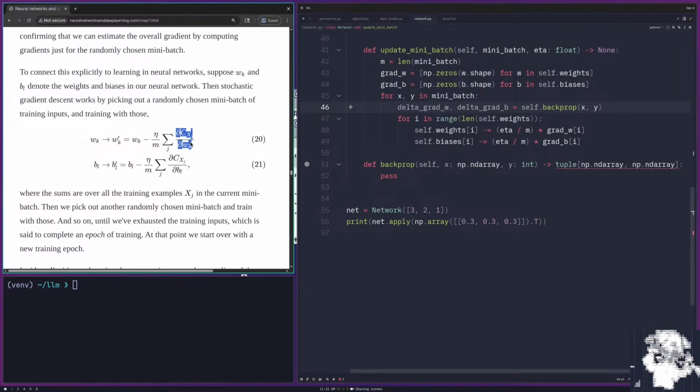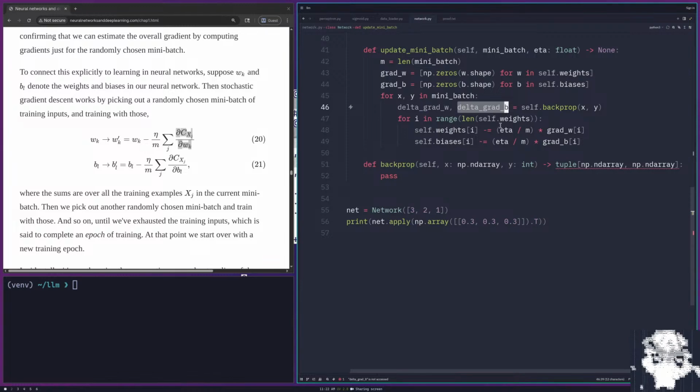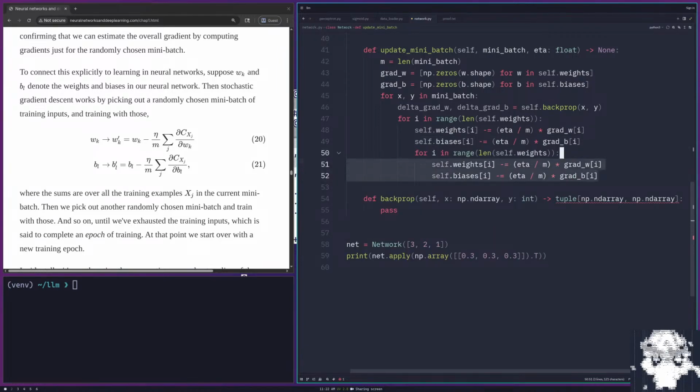I think this term here, which is the gradient from a single example, a single test case, is what's being called delta grad W and delta grad B. So it's the grad from a single example. The sum over j's here is the gradient for all the examples in the mini batch, the sum of the delta grads for all the examples in the mini batch. So I'm going to rewrite this to work like that.